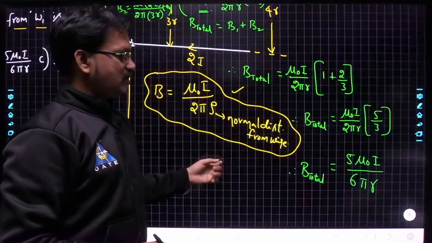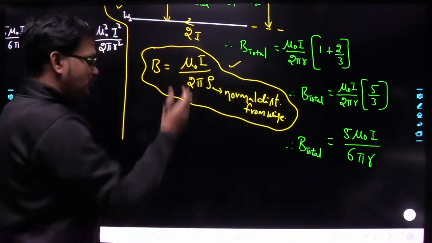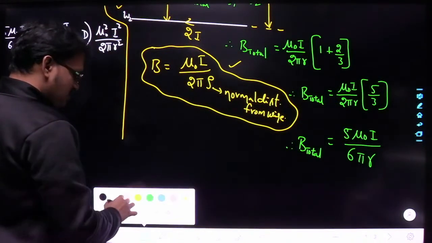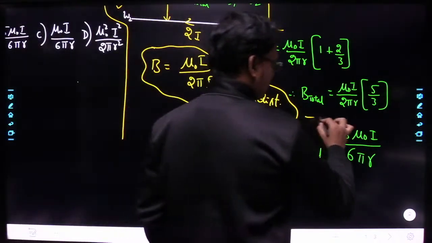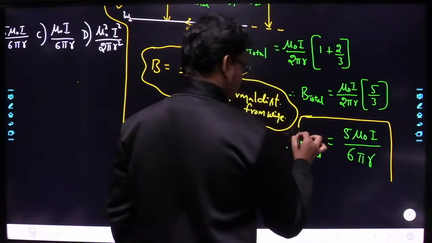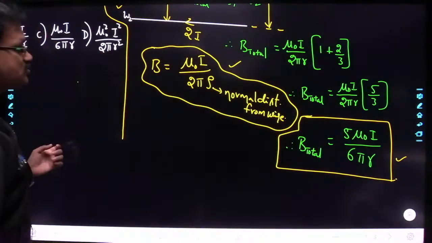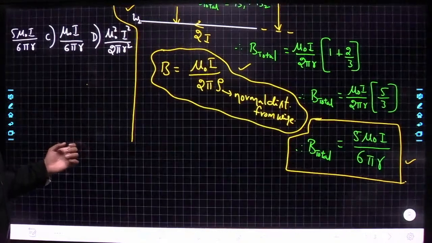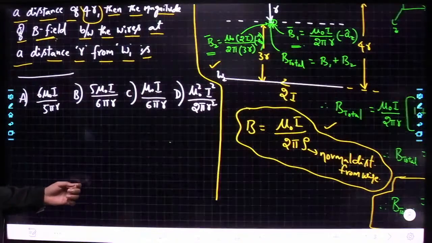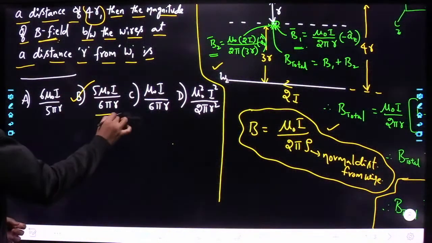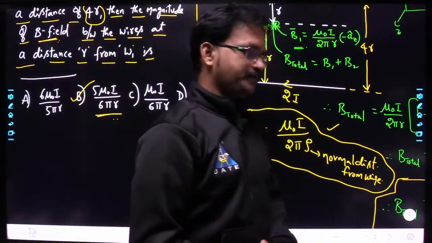So in this manner, you have to determine the total B field due to these two current carrying wires. This question was given in GATE, which is very, very simple. So which is the answer for this question? 5 into mu naught I by 6 pi R. So that is option B. Option B is correct for this question.